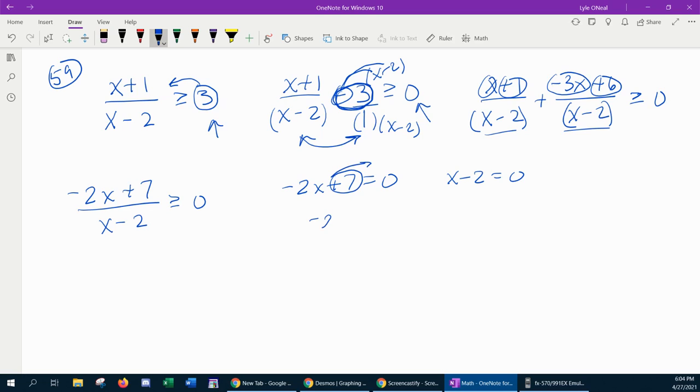Moving the 7 over makes that a minus 7. Divide both sides by negative 2. Negative over a negative makes a positive, so that's going to be positive 7 halves. Again, you could write that as 3.5, but I like it improper. And moving the negative 2 over is going to give us x equal to 2. Those are our critical points.